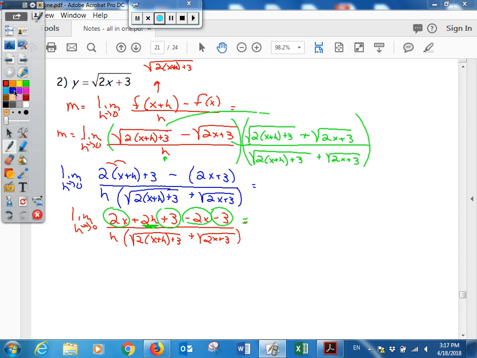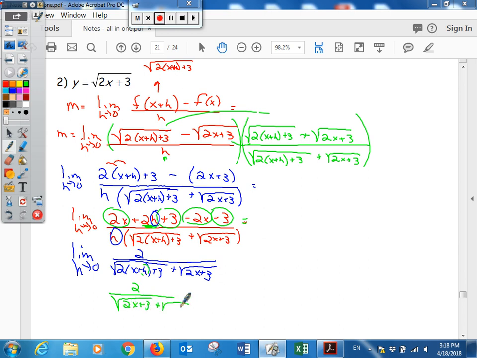So I can now cancel this h with that h that we left factored out and rewrite my limit statement. So I've got a 2 in the numerator. I've got a 2 times x plus h plus 3 under the radical plus under a radical 2x plus 3. Our h canceled. Now we're ready to plug the 0 in. So plugging 0 into this h here, I get 2 over the square root of 2x plus 3 plus the square root of 2x plus 3. I plug the 0 in for the h.